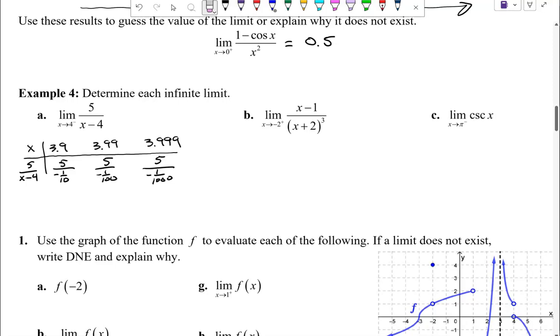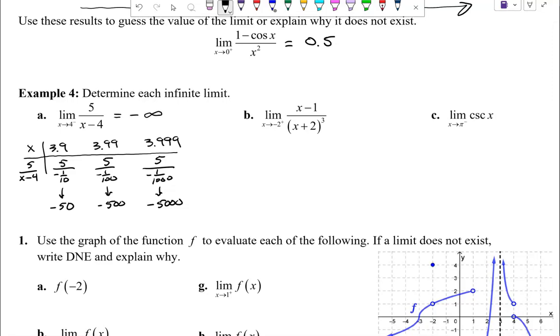Now, dividing by a fraction is the same as multiplying by its reciprocal, so this is negative 50. And this one is negative 500. This one's negative 5,000. If we continue like this with values even closer to 4, but still less than 4, we're just going to keep getting negative results that are getting further away from 0. So this limit equals negative infinity.